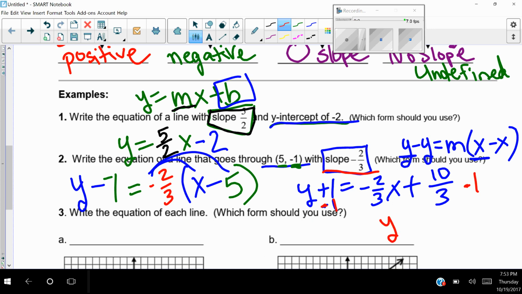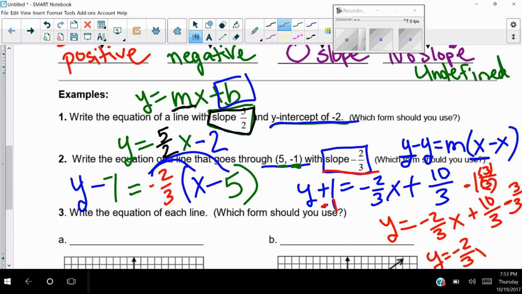So we're going to have y equals -2/3 x plus 10 over 3 minus, to make it the same denominator, I'm going to multiply 1 times 3 over 3. And that's going to be 3 over 3. 10 minus 3 is 7. So my final equation is y equals -2 over 3 x, plus, it's still positive, 7 over 3.